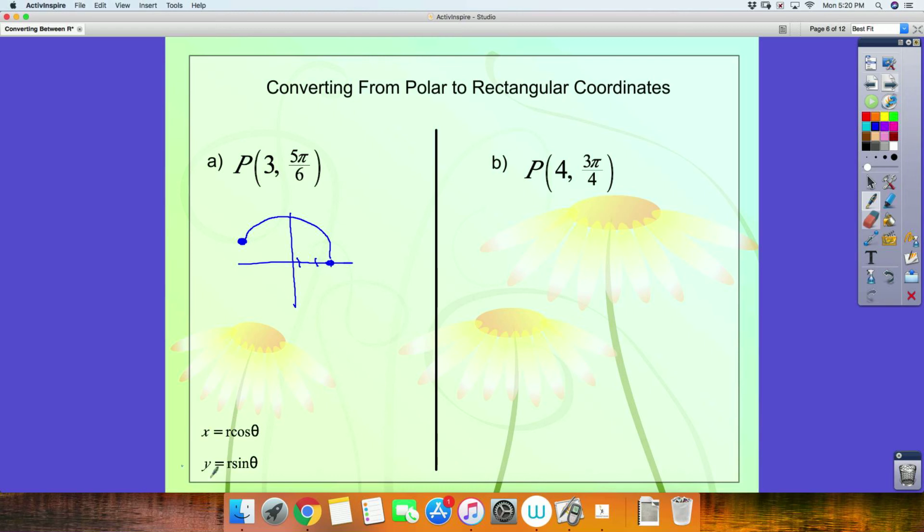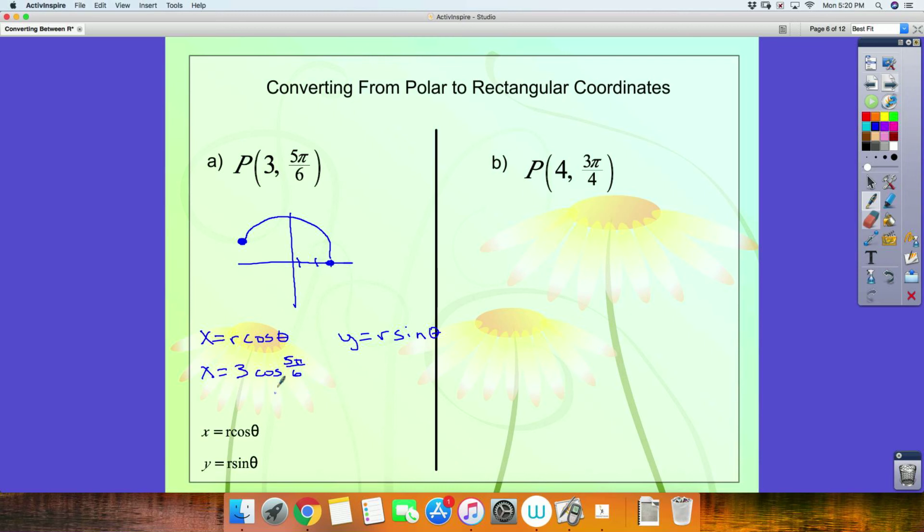So I put our equations down here again. We're going to go ahead and just plug things in. So I have x equals r cosine theta, and y equals r sine of theta. So we know that the r is 3. So I'm going to put x equals 3 cosine, and I know theta here is 5 pi over 6.